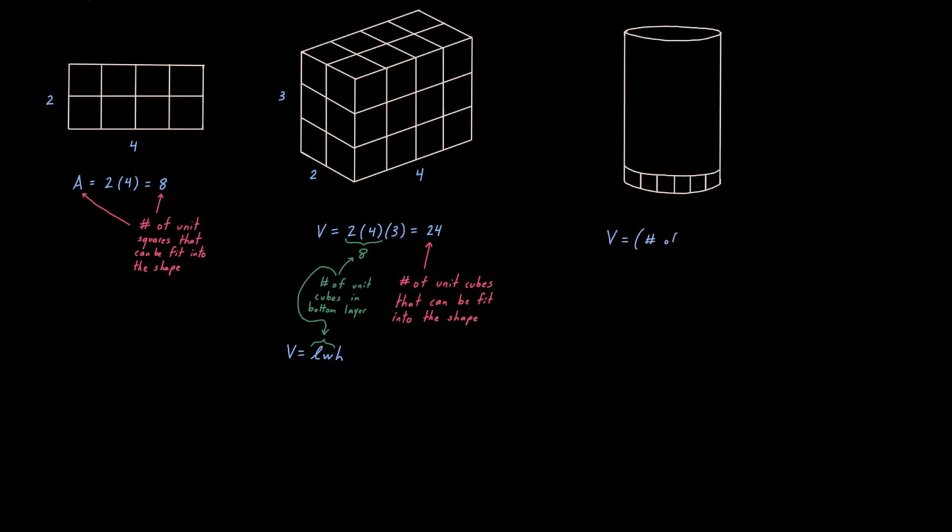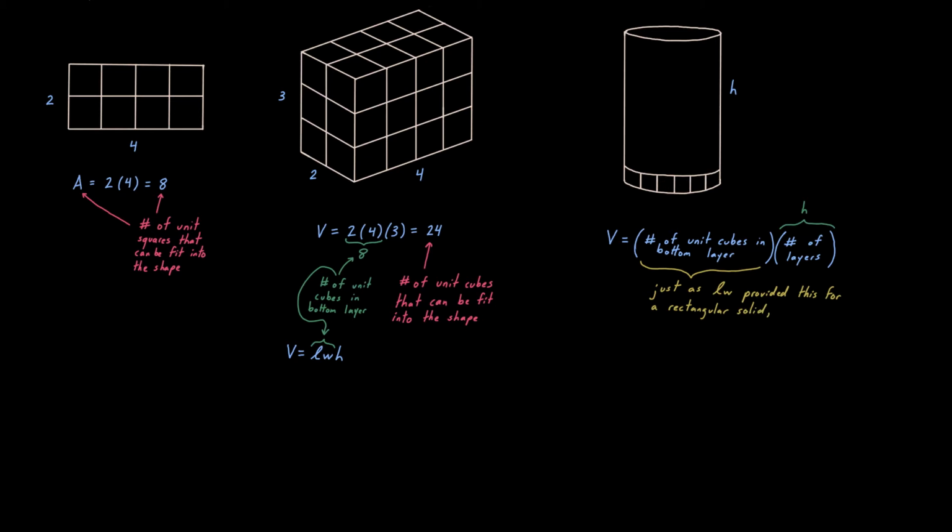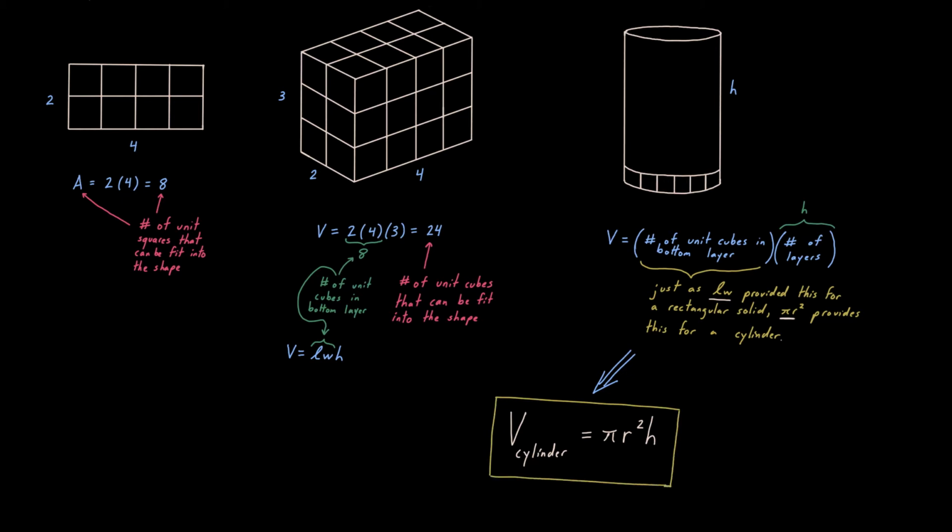Let's say we have a nice right circular cylinder. If I were to ask you, what is the volume of this right circular cylinder? Number of cubes in the bottom layer, just as length times width provided the answer for the rectangular solid, pi r squared is going to provide the answer in this case. I have pi r squared unit squares touching the ground, and that's the number of unit squares in my bottom layer. Multiply that by the height, and voila! In one fell swoop, we have proven, just through pure conceptual analysis, the volume equation for a cylinder.